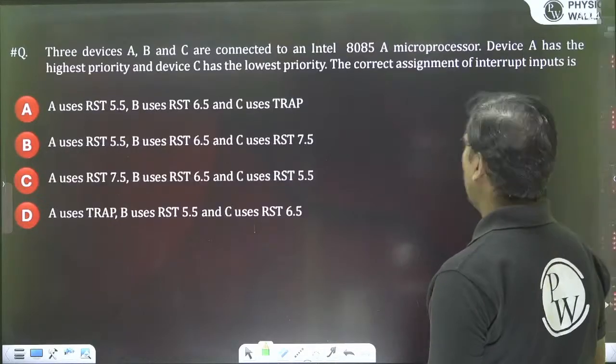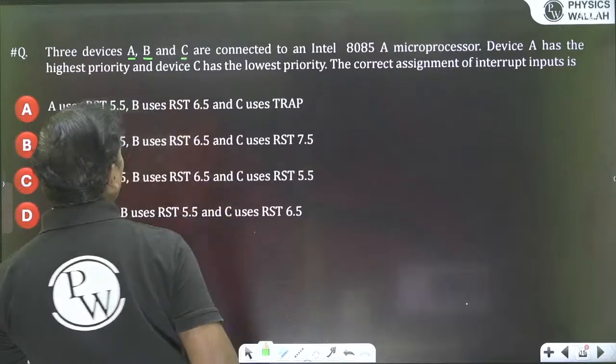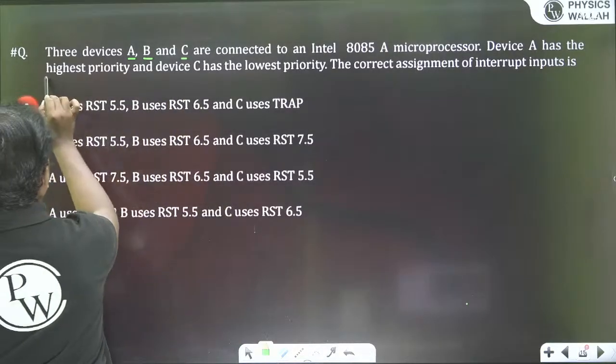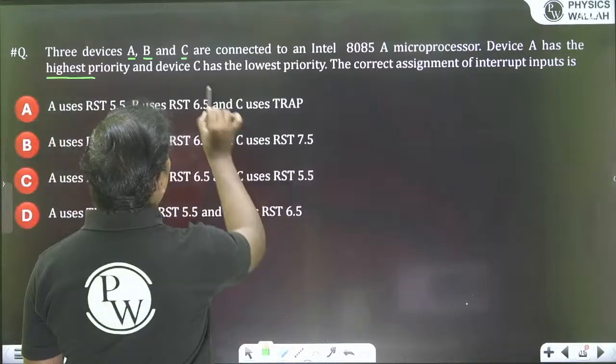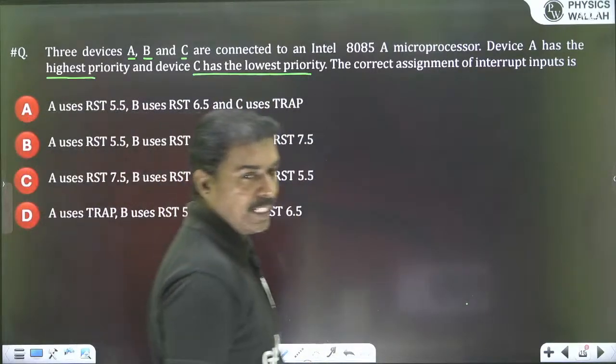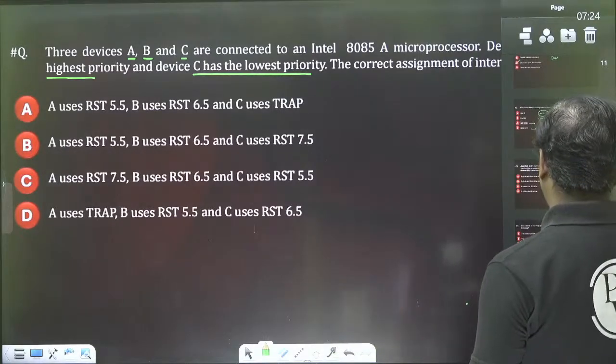Three devices A, B, C are connected to an Intel 8085 microprocessor. Device A has the highest priority and device C has the lowest priority. Then the correct assignment of interrupt inputs is dash. So how do we handle it?